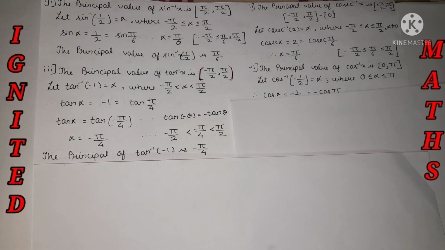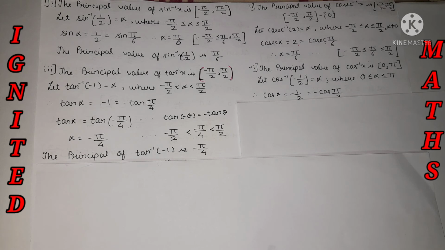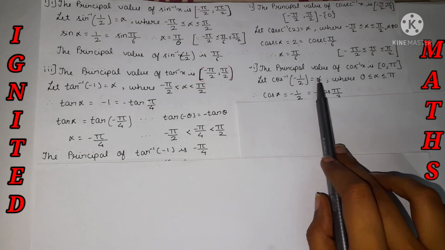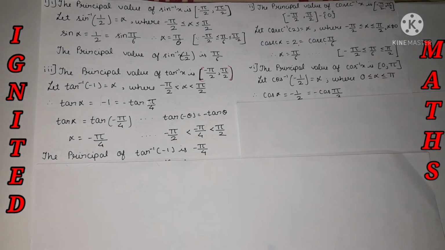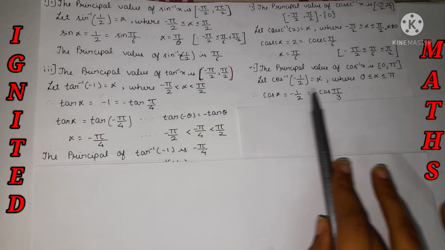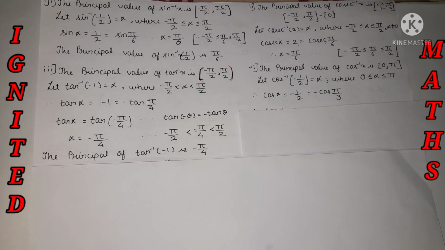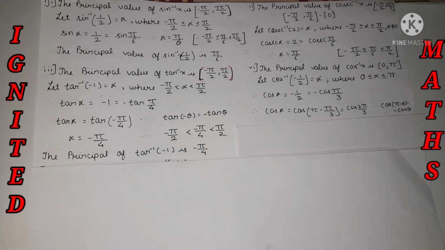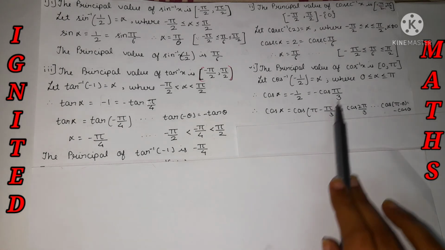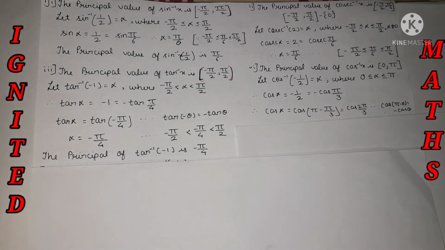Now let's move to the sixth sub question. The question is given as cos inverse of minus 1 by 2. The range of cos inverse is 0 to pi. The angle should lie between 0 and pi. So cos inverse of minus 1 by 2 is equal to alpha, lying between 0 and pi. Yes, cos alpha is equal to minus 1 by 2. 1 by 2 is nothing but cos pi by 3, and the minus we have represented over here. Now according to the trigonometric functions of allied angles, cos of pi minus theta is equal to minus cos theta. So cos of pi minus pi by 3 is nothing but 2 pi by 3.